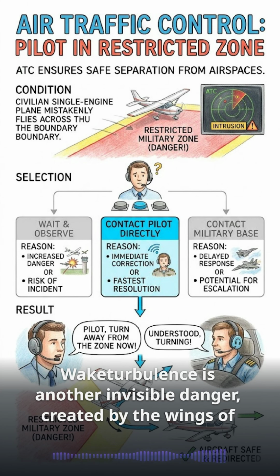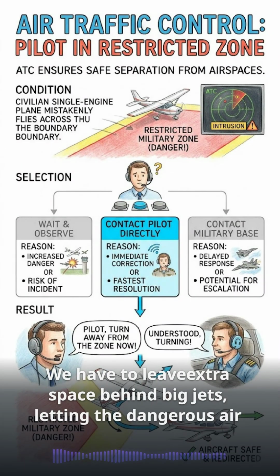Wake turbulence is another invisible danger, created by the wings of heavy airplanes flying very fast. It is like a tornado behind the plane, capable of flipping a smaller airplane upside down. We have to leave extra space behind big jets, letting the dangerous air settle down completely. This slows down the landing rate, but it is necessary to keep everyone flying completely safe.